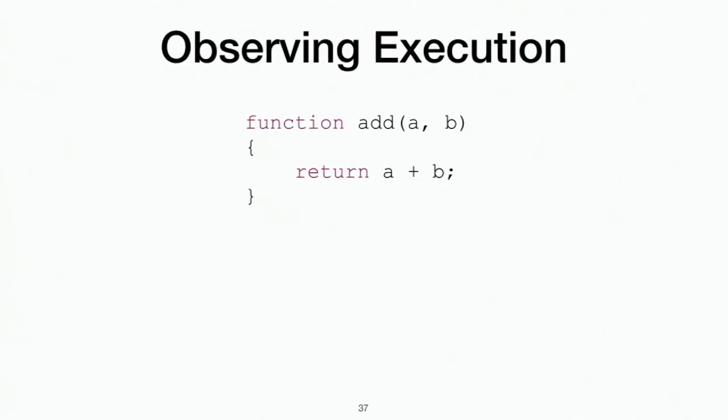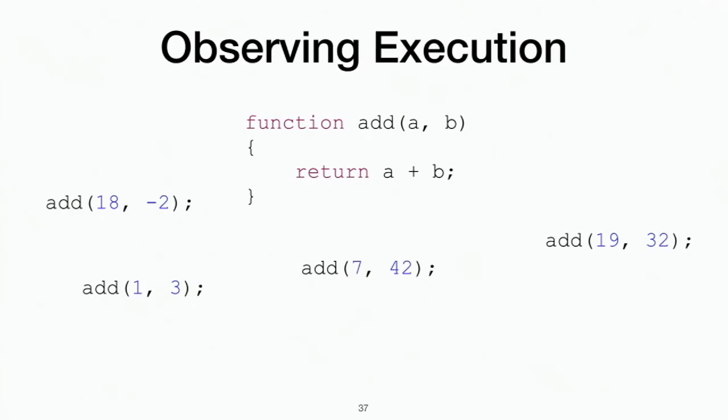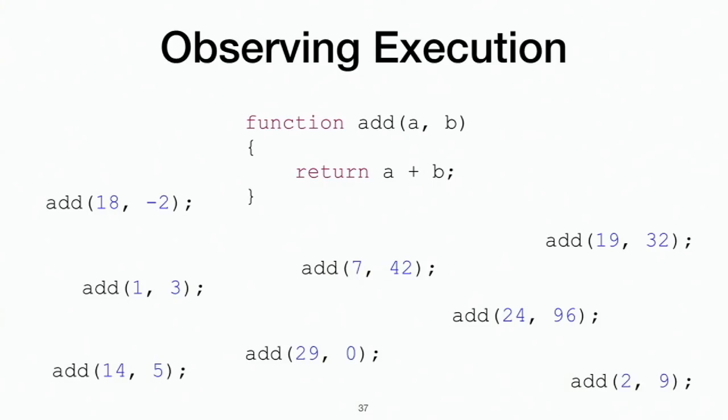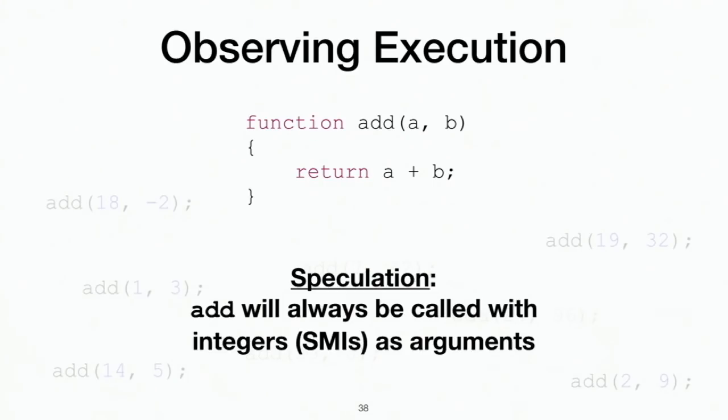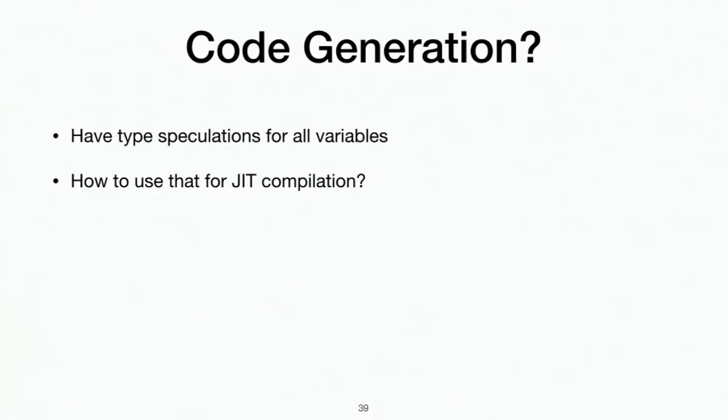So let's look at an example. Again, here's our add function. And let's say we keep track of it while it runs in the interpreter. And this is what we see. It's always being called with SMIs as arguments, okay? So at this point, when we compile, we speculate that also in the future we will see SMIs as arguments for this function. So how does this help us, right? So now we have type speculations for all variables. What can we do now?